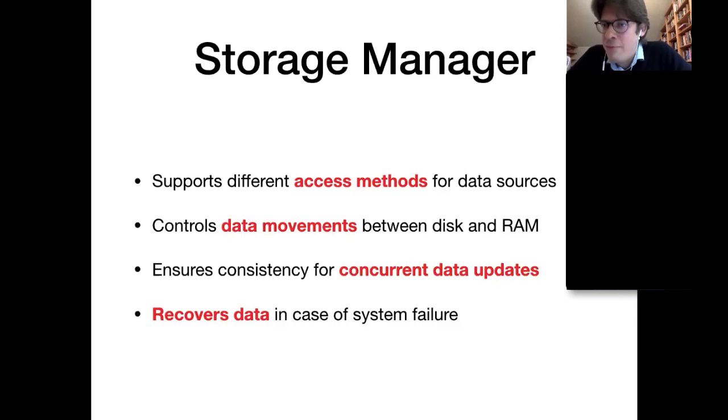Another efficiency aspect when working with data is that in many cases you are not able to fit your entire data set into main memory, which means that a large percentage of your data is located on hard disk. And in those cases, it becomes very important to minimize the data movements between hard disk and main memory, because that can actually take a lot of time. And the storage manager also has components which try to optimize the movement of data between hard disk and main memory in order to make it as efficient as possible.